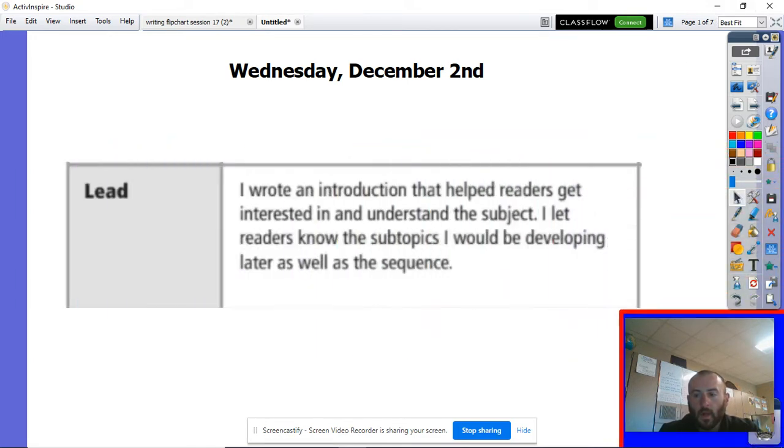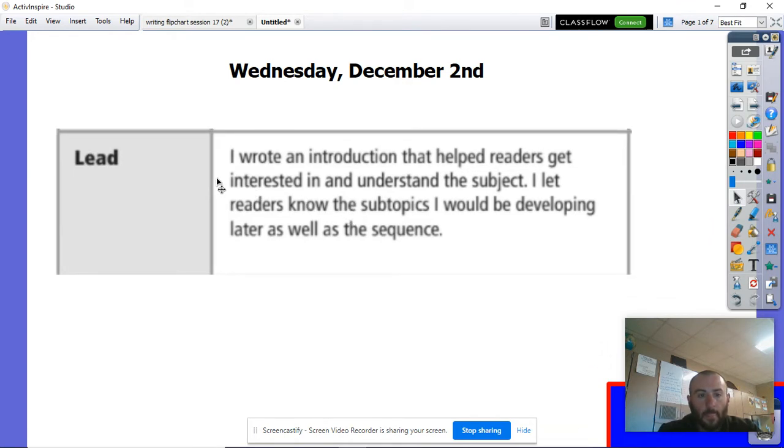Today, what we're going to work on for writing is working on our leads, or in other words, our introductions. When we look at our checklist for fifth grade leads, it says that I wrote an introduction that helped readers get interested in and understand the subject. I let readers know the subtopics I would be developing later, as well as the sequence.